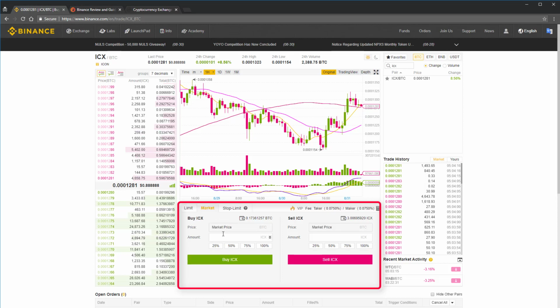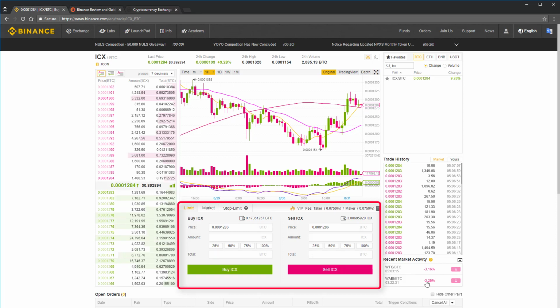For market orders, you only set the amount you want to buy, and then the exchange will automatically execute your order at the best available price. Typically, it's best just to use a market order. It's very straightforward. However, if you're buying a very large amount of a cryptocurrency, or maybe buying a cryptocurrency with an illiquid market, you might want to place a limit order.